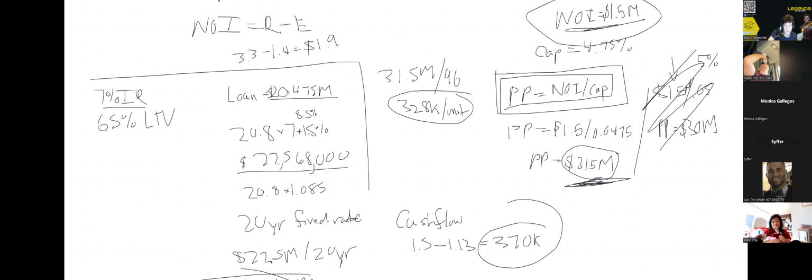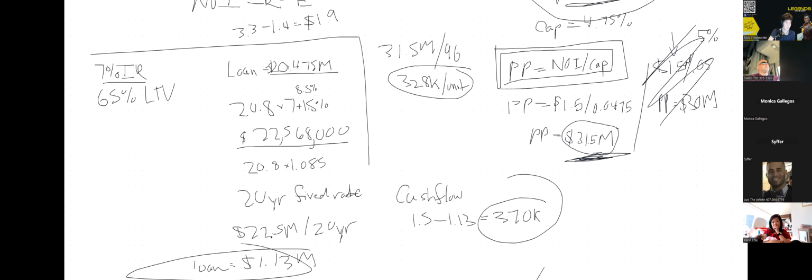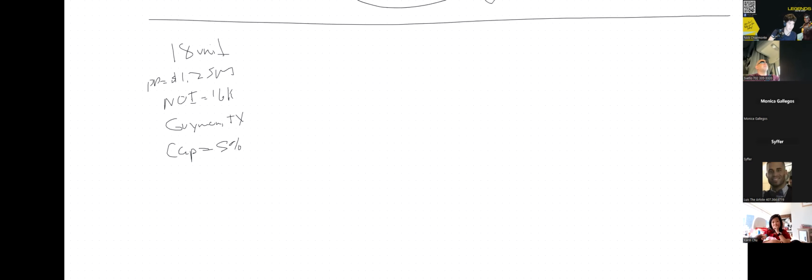So let's first find what you guys should be paying for this property at a 5% cap rate. So everyone in chat, at a 5% cap, how much? Okay. How much should they be paying for it at a 5% cap, with the NOI at 16,000?